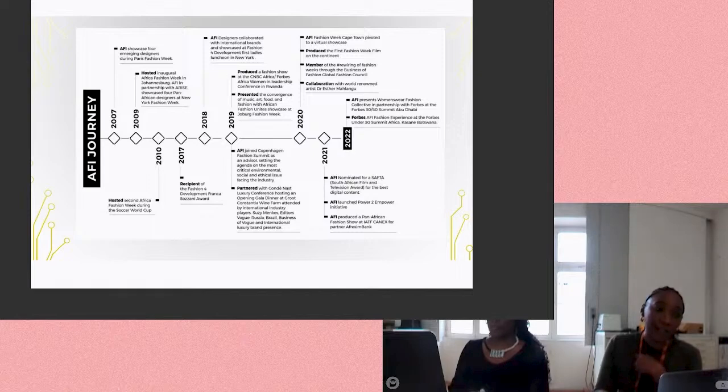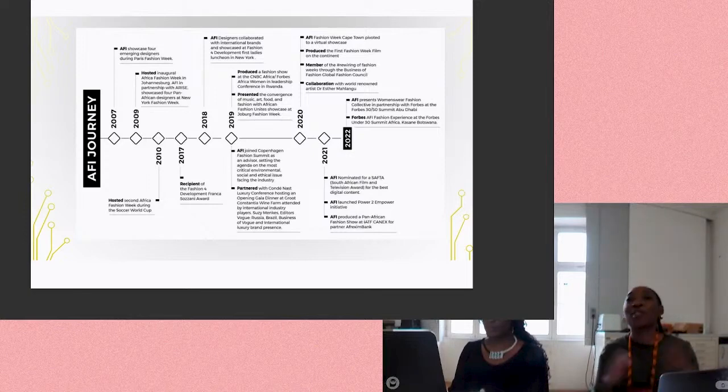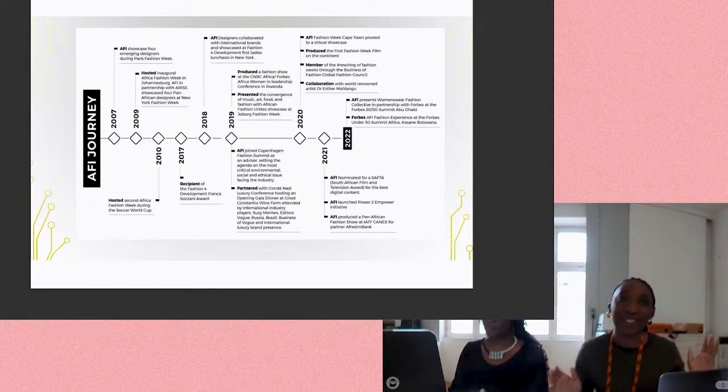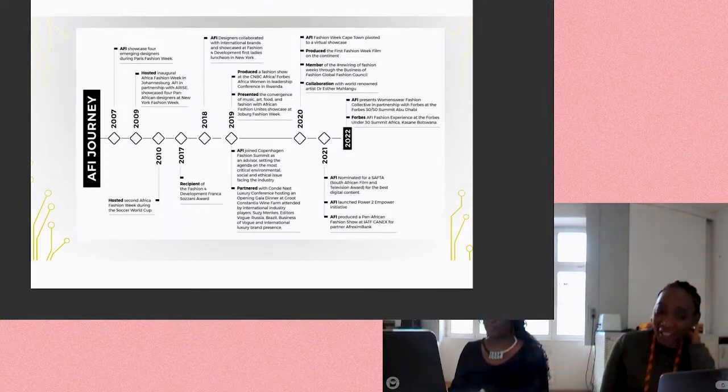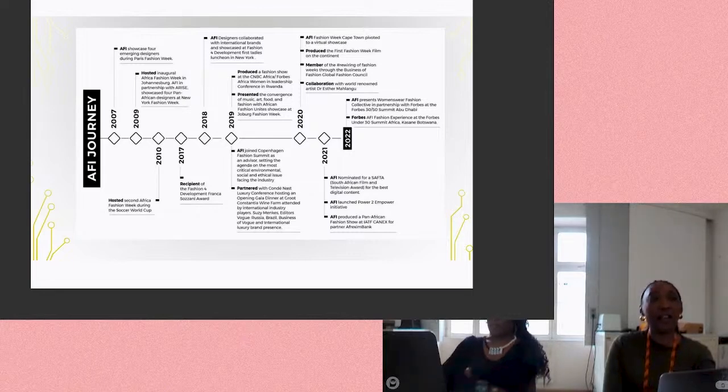So their first attempt was, obviously, we all look at Paris as the center of fashion. We still look at Paris as the fashion capital. So their first attempt was they traveled with some designers from South Africa to attend Paris Fashion Week, and they showcased some of those brands there.